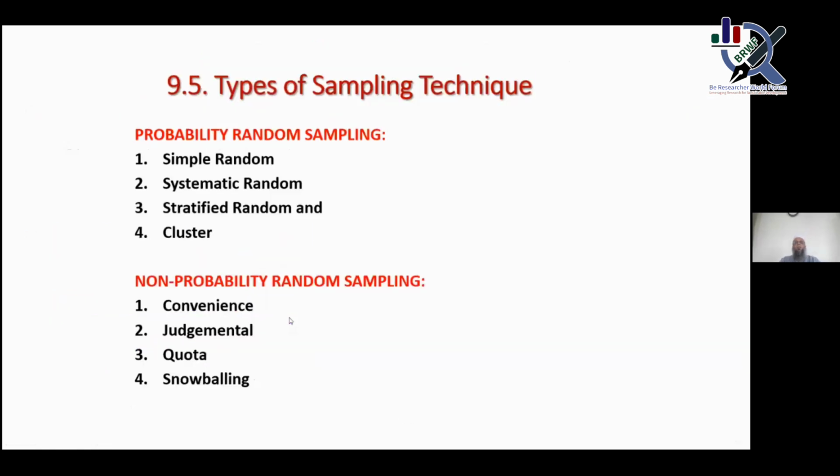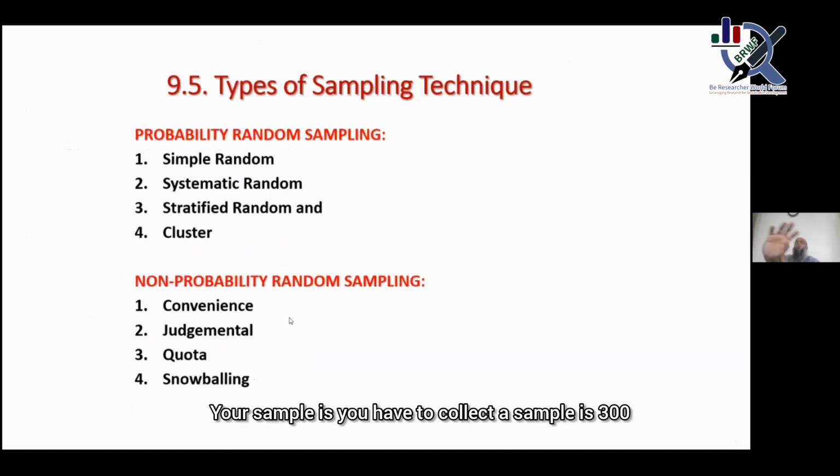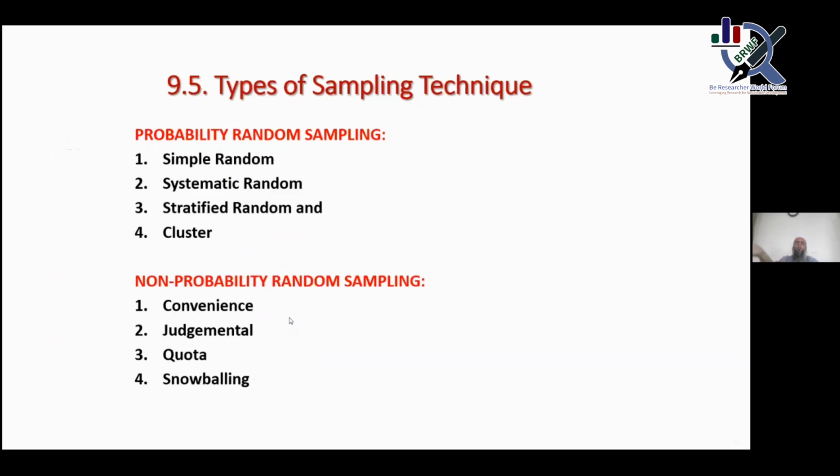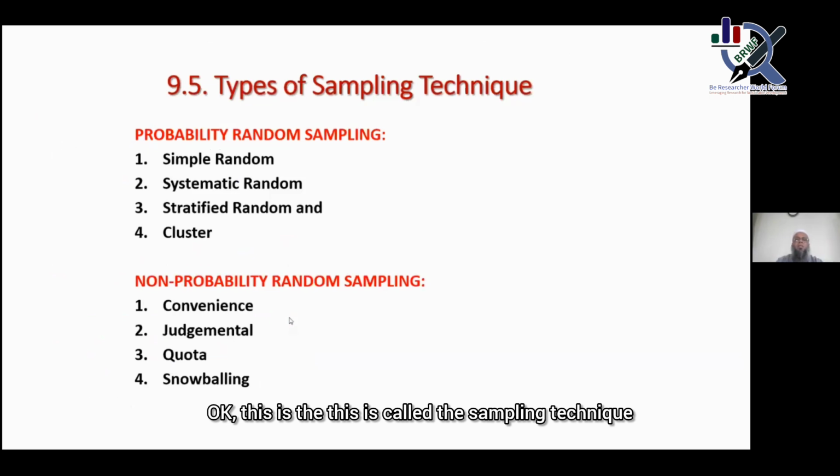Once you determine the sample, suppose for your study, according to the Krejcie and Morgan table, you have to collect a sample of 300. Now, how will you collect the data? This is called the sampling technique. How will you collect the data? There are two main categories of sampling technique. One is probability random sampling, and another is non-probability sampling technique.